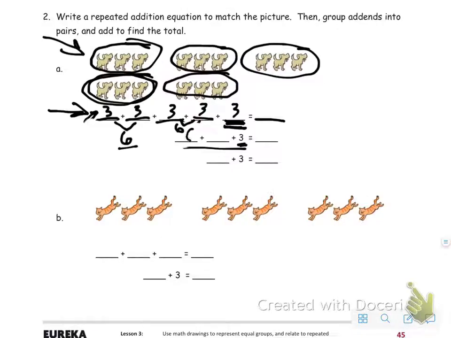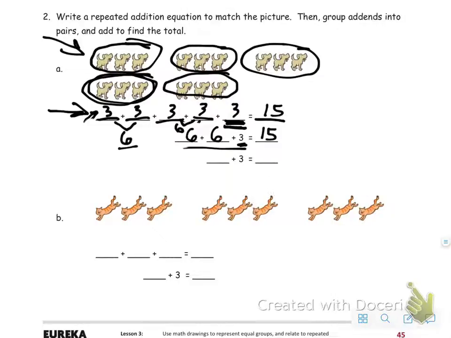So we've got 6 plus 6 plus 3. So 6 plus 6 plus 3 is going to equal 15. Just like all of our 3's up here equal to 15, okay?